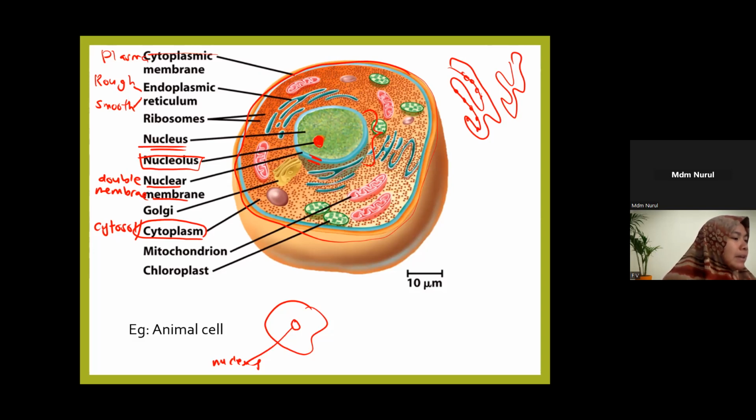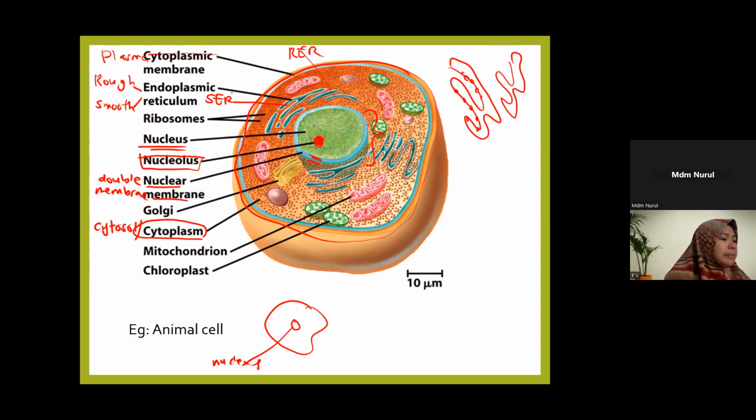So awak tengok ini. Yang mana yang kasar, mana yang halus? Ni rough. Nampak? This is rough ER. Rough endoplasmic reticulum. Yang ini smooth. S-E-R. Smooth ER. Dalam exam boleh guna ya? R-E-R. Boleh guna. Huruf besar syarat dia.